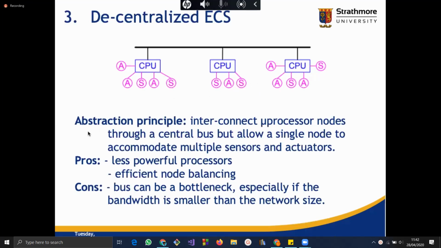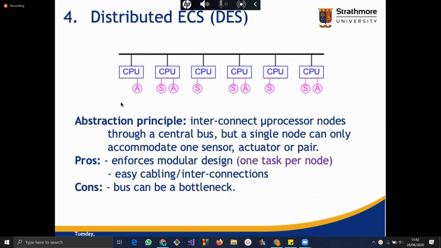So for all the three, one CPU can have as many sensors and as many actuators as possible. When you come to the distributed, it's the same as decentralized. The only difference is that one CPU can only have one sensor, one actuator, or a pair. It can't have more than 2. So that implicitly means that one control unit can only perform one task. It can only sense one thing and execute one task.